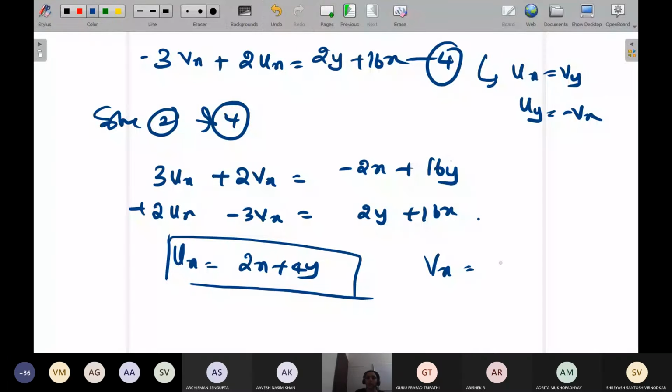I hope you will simplify it, everyone. You can just multiply this equation by 2 and this equation by 3, and you can just add these two equations. Vx will get cancelled and you will get one of these values, and similarly substitute one in the other, you will get the other value. Yes or no?